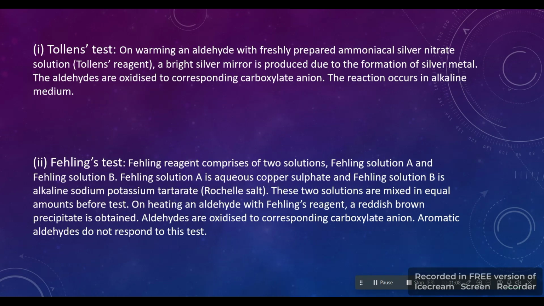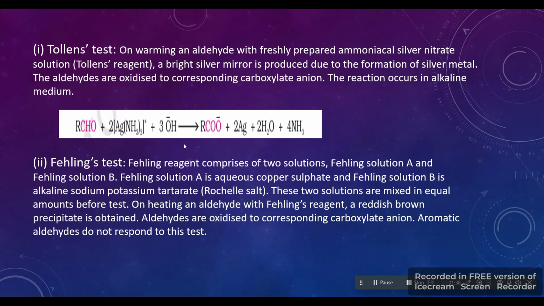Now the Tollens test and Fehling test. These two tests are very important in practical knowledge also. Here is the Tollens test: on warming an aldehyde with freshly prepared ammoniacal silver nitrate solution, also known as Tollens reagent, a bright silver mirror is produced due to formation of silver metal. The aldehydes are oxidized to the corresponding carboxylate anion. The reaction occurs in alkaline medium. Here is the reaction.